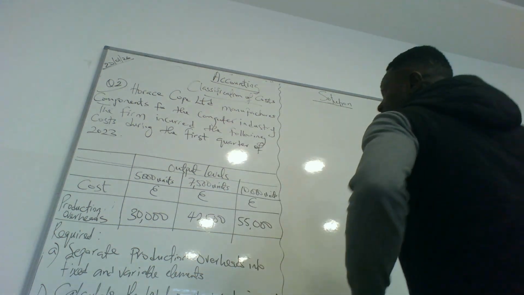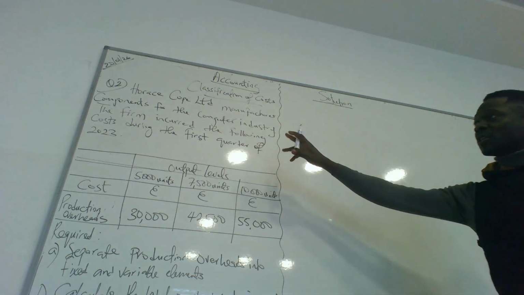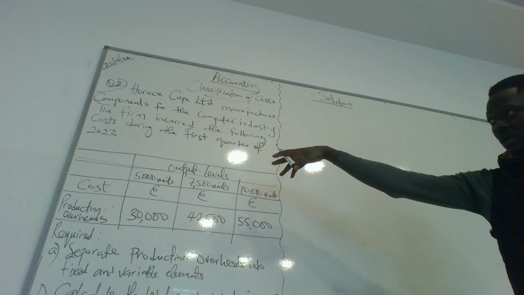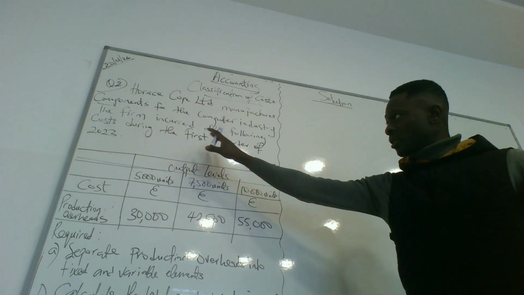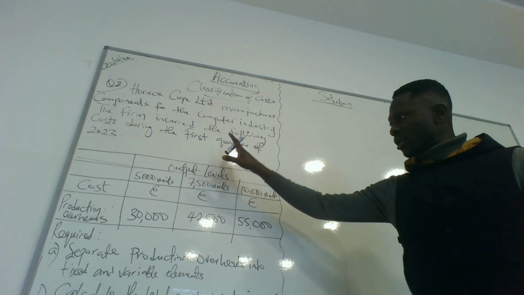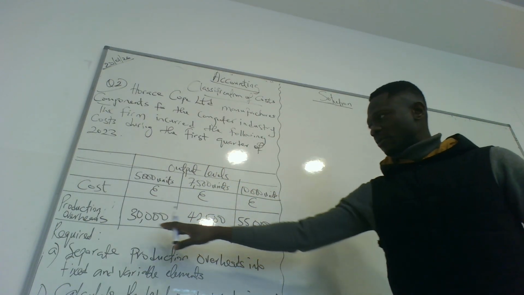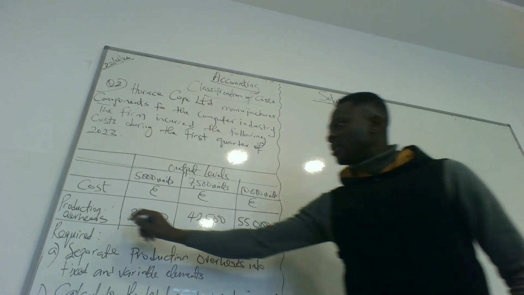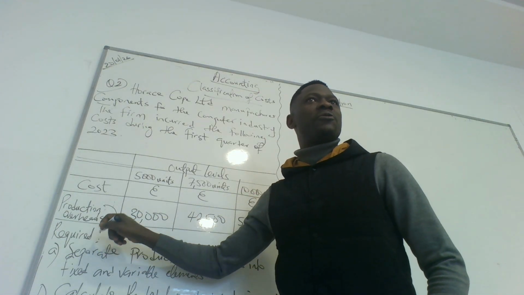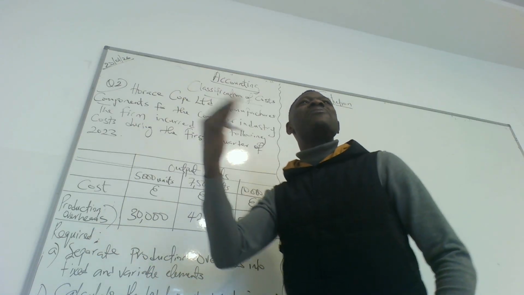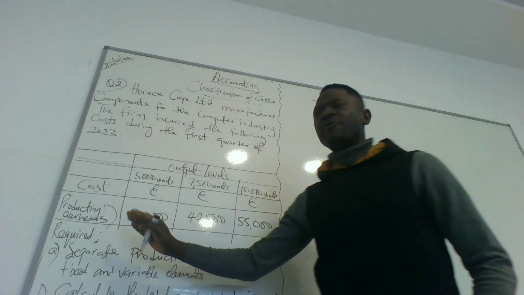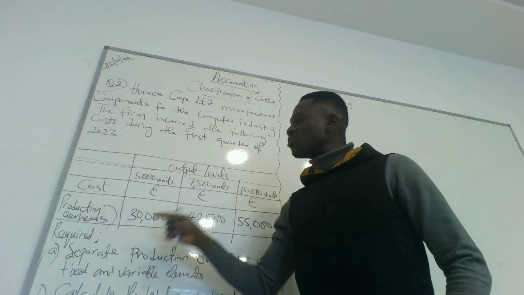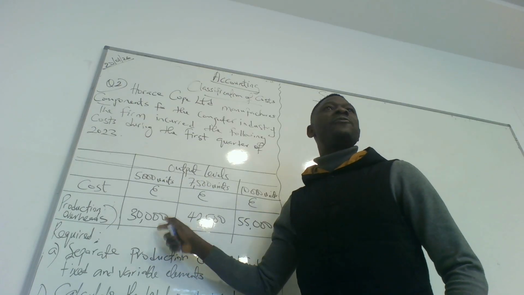So still on classification of cost, it said OSCO Limited manufactures components of the computer industry. The firm incurred the following costs during the first quarter of 2023. These are the costs incurred. There's production overheads. So the point is, this is a mixed cost. We need to figure out where the fixed cost is and where the variable cost is. We're not given the variable cost and the fixed cost. So the first thing we need to do is to find the fixed cost.